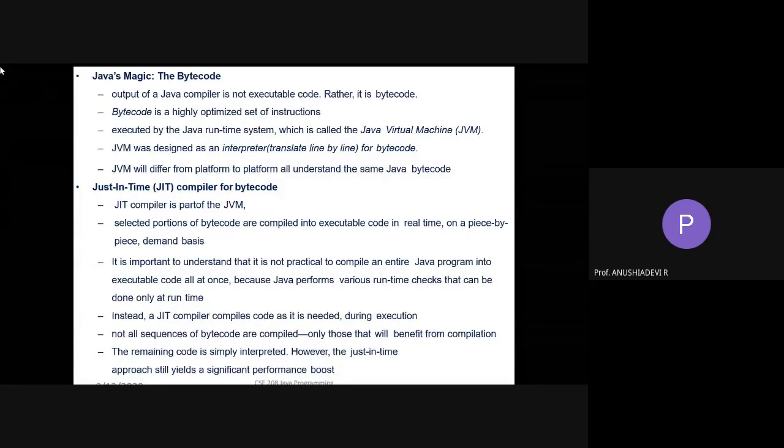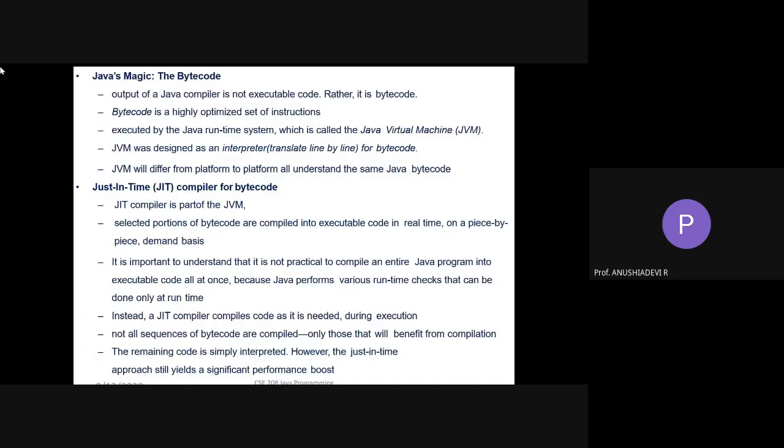So normally, if you are writing a C program, after writing it you are going to compile that code. After compilation, what will you get? You will get one executable code that is called object code. Then that object code is executed.